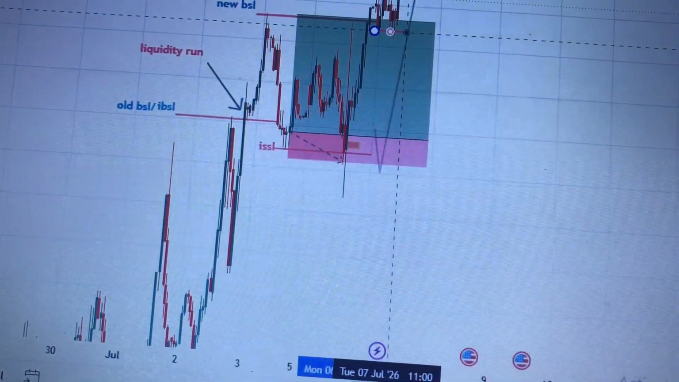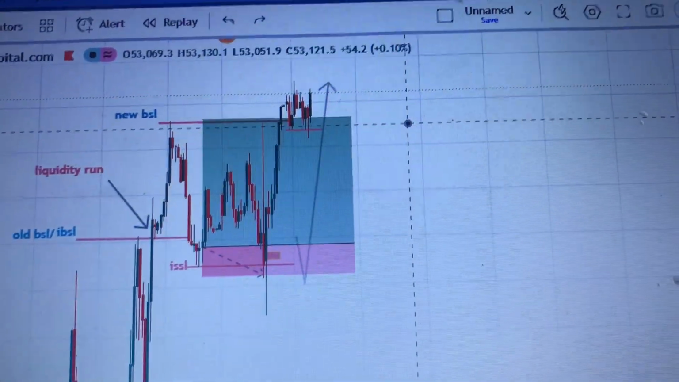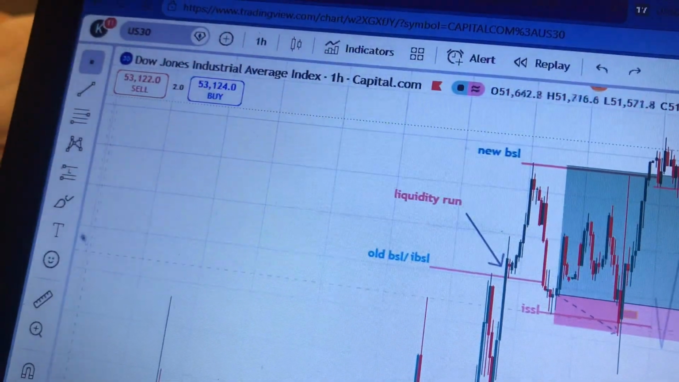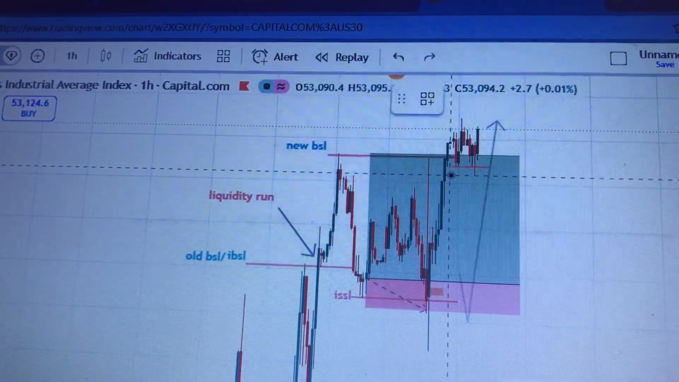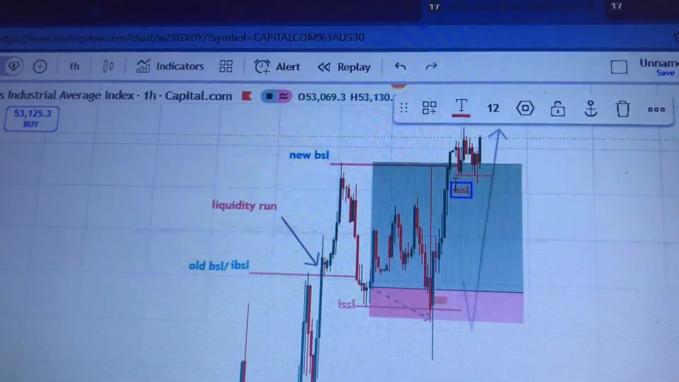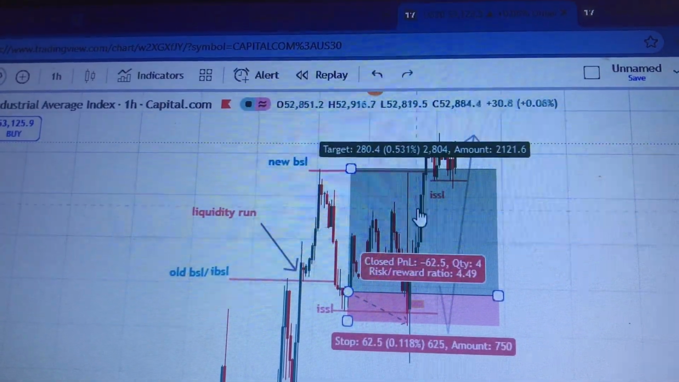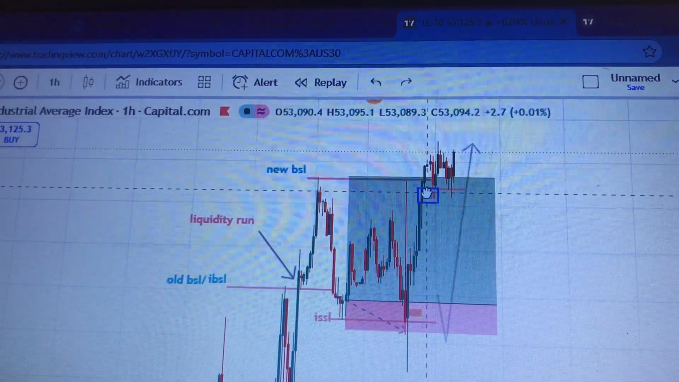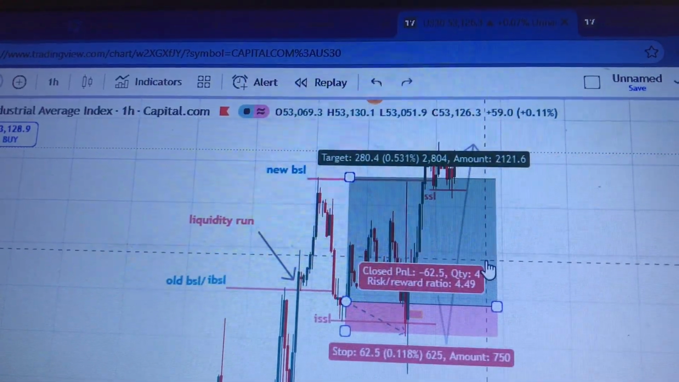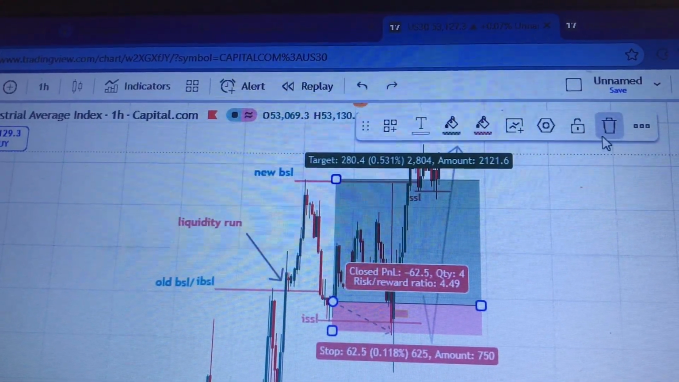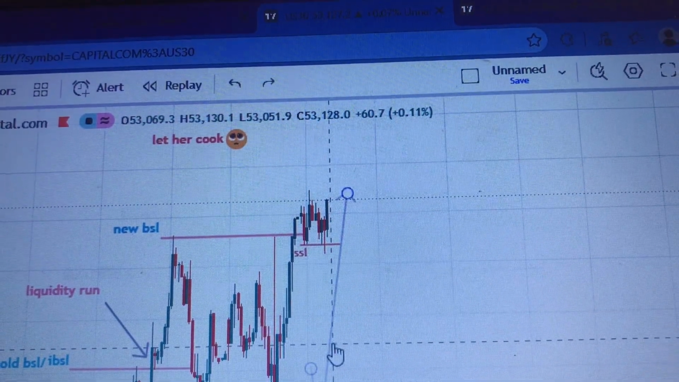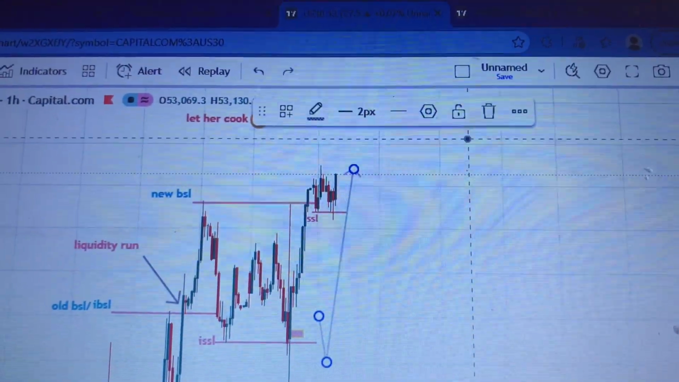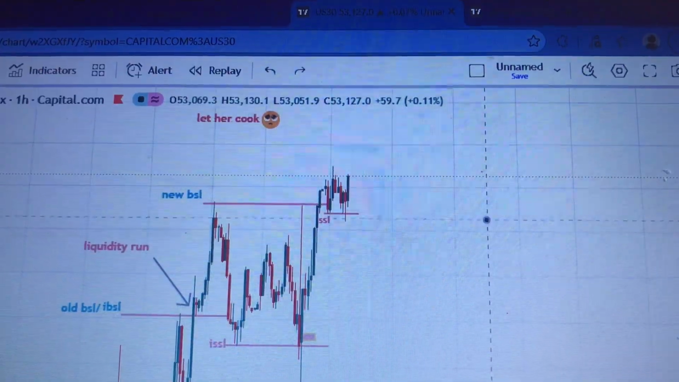Yeah, it formed a new internal source of liquidity. Let's just identify it together, yeah? And please don't mind, I'm still in bed, okay? Okay, internal source of liquidity, right? Perfect. Anyways, let's remove this so we can look properly and see what we're looking at, yeah?